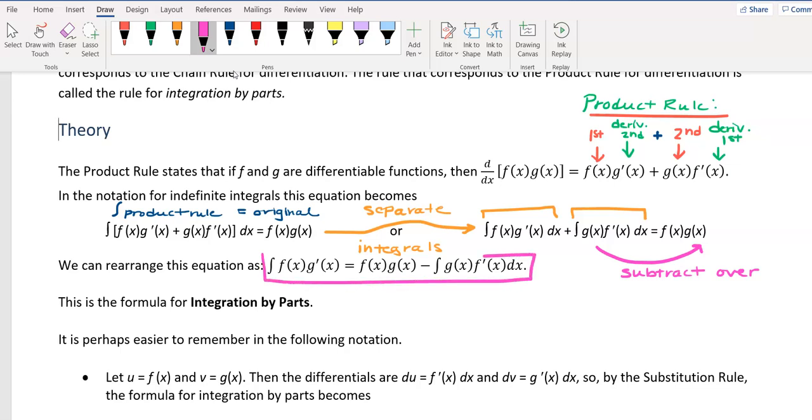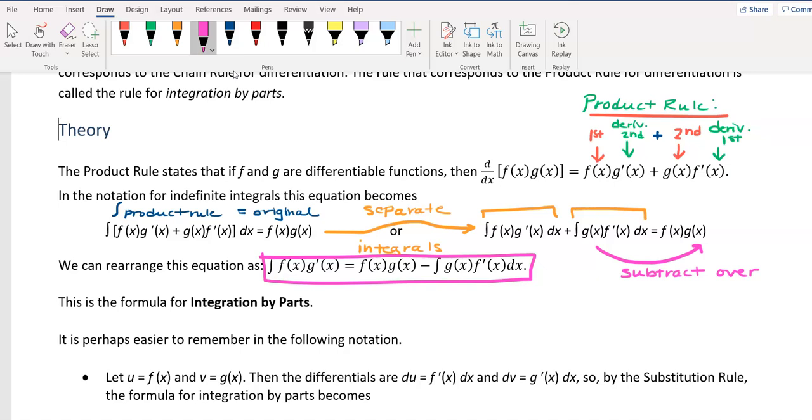Okay, so this new equation here is the integral of f times g prime is equal to f times g minus the integral of g times f prime. So you can see parts of those product rules with the first function and the derivative of the second function. It's all interwoven there, just slightly rearranged. This piece that I just boxed in is the formula for integration by parts.